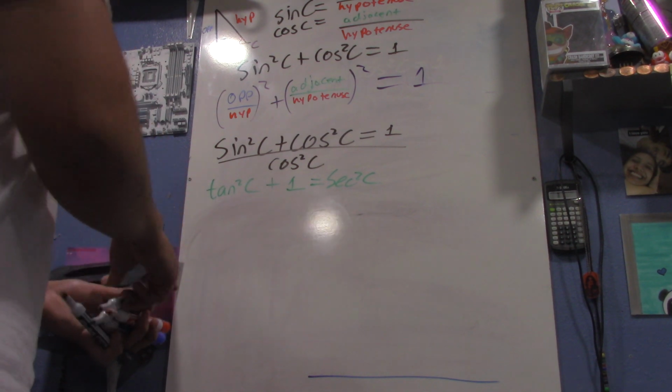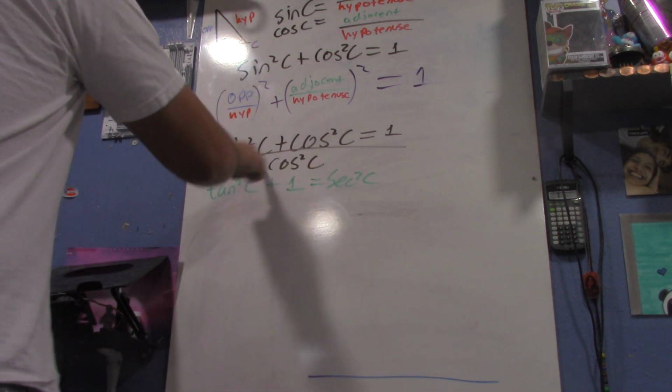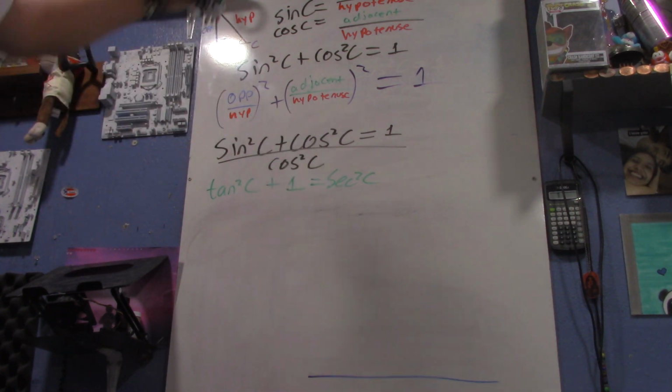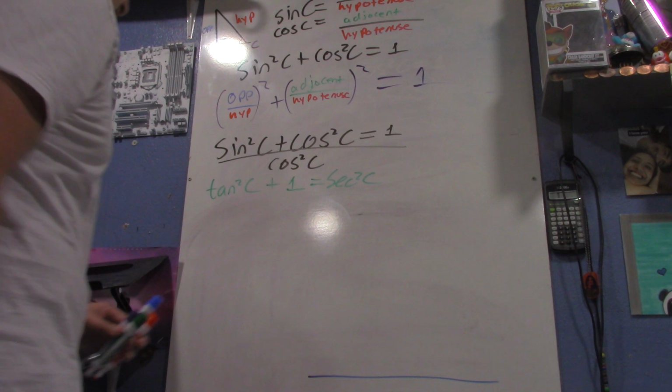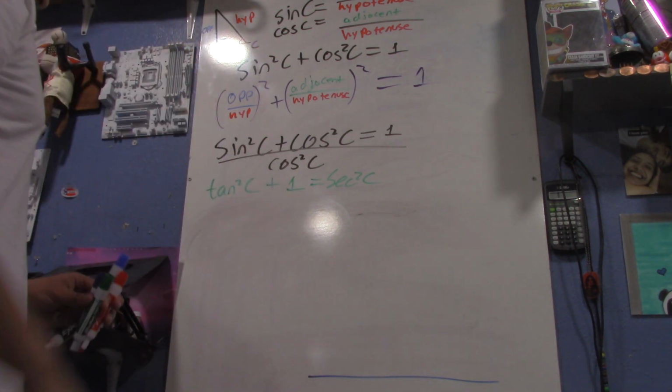Now, this is only called C because we defined our angle right there to be C. We called that angle C, so that's what is represented throughout these various formulas.